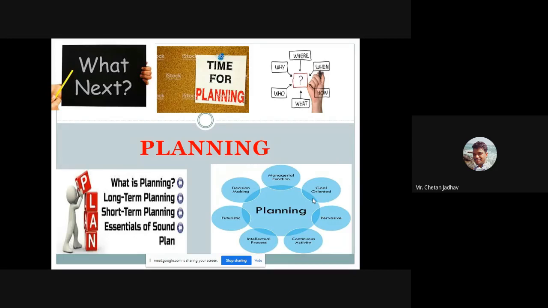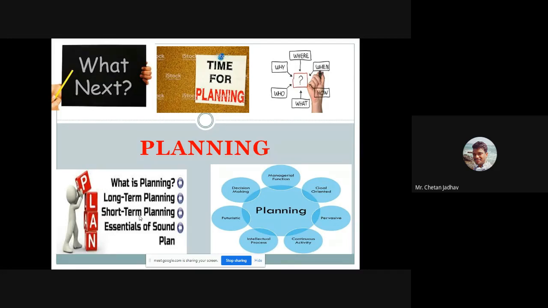Next image, now you can see here: plan. What is planning? First you should know the meaning of planning. Once you know that, you have to decide whether you are going to do short term planning or long term planning. Suppose your goal is only for some period of time, then you have to go for short term planning only. Don't think about the long term, meaning 10 years, 5 years, 15 years. And if you want to go for long term planning, then you should go for the long term planning process. And the third thing is the essentials of a sound plan.